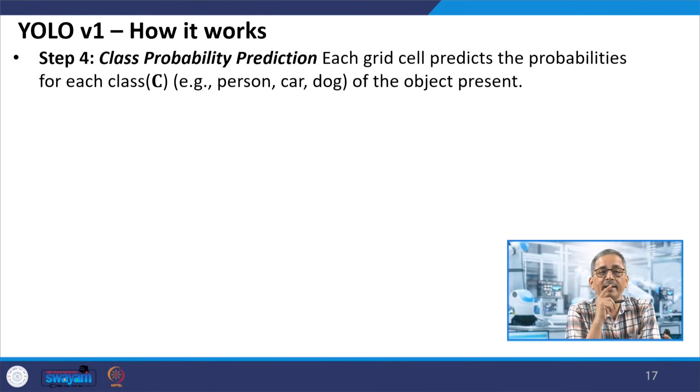And step 4 is the class probability prediction. You see, each grid cell predicts the probabilities of each class. Each class means what? Whether the object identified is a person or cat or dog, of the object present.